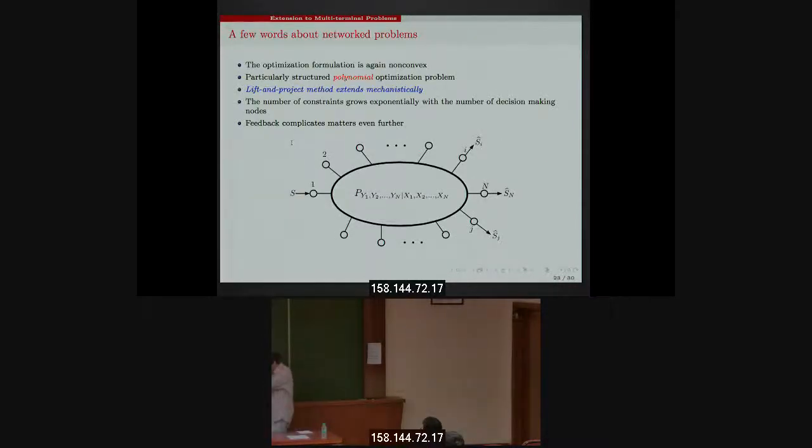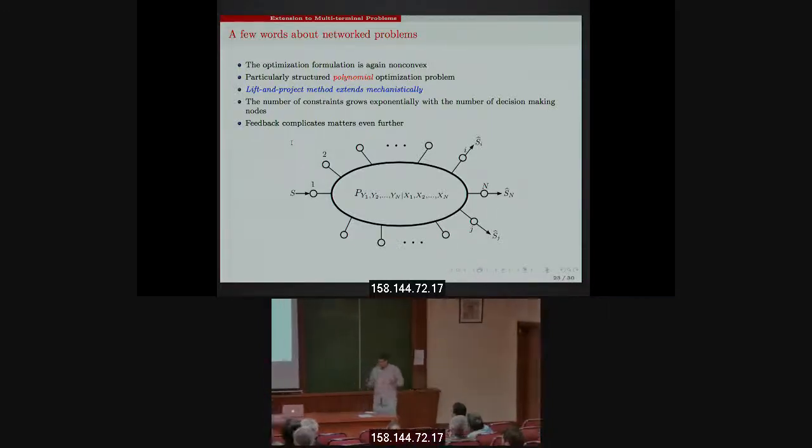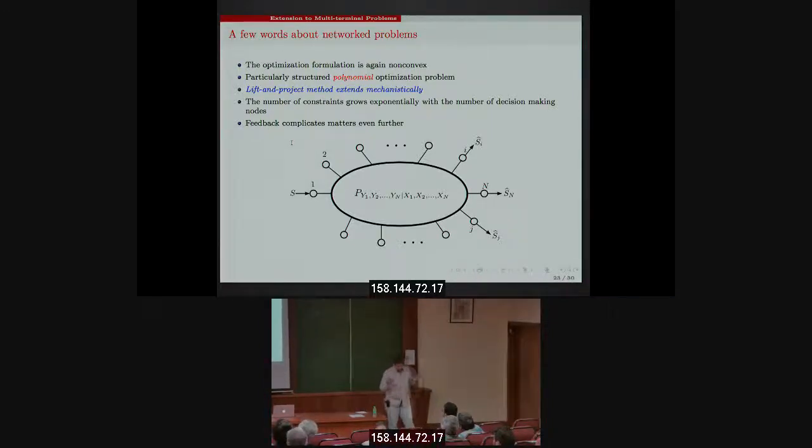Okay, so now let's take a general network problem. The problem for the point-to-point setting had a bilinear term, and that bilinear term arose because there were two decision makers, an encoder and a decoder. If you have a problem on a network, the problem is again non-convex, but it now has multilinear terms. It's a particularly structured polynomial optimization.